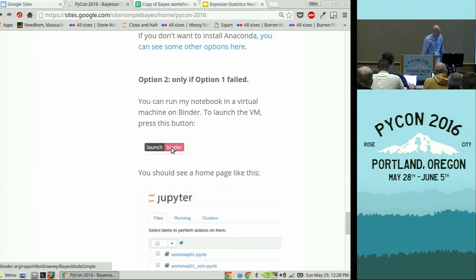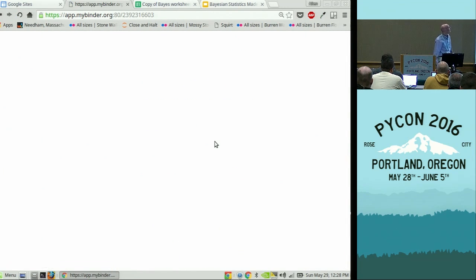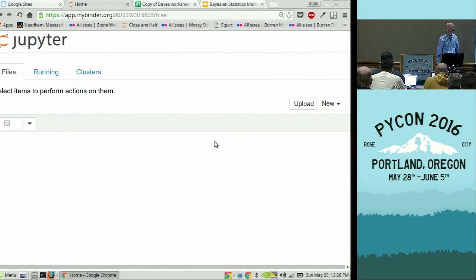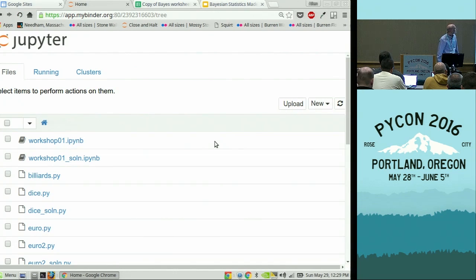Press the red button, and it should do what it says, which is to launch Binder, which is going to be slow. So what's happening is there is a new virtual machine being spun up on a machine somewhere in Texas, I think, that will allow you to now run Jupyter on their server from your browser.